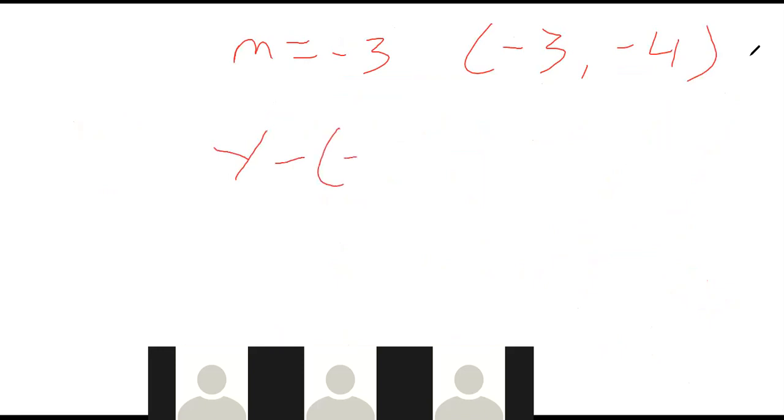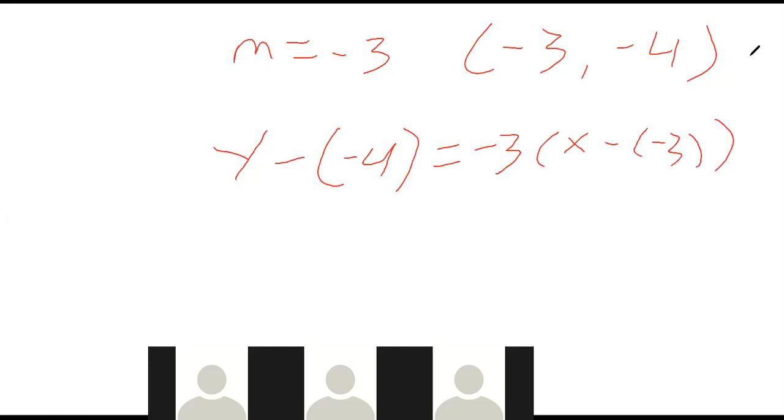Okay, so we know that our slope has to be -3, and our point has to go through -3 and -4. If we plug this into our formula, this is what we have: y minus -4 should be equal to -3 times x minus -3. Let's solve this equation for y, so that y is by itself.